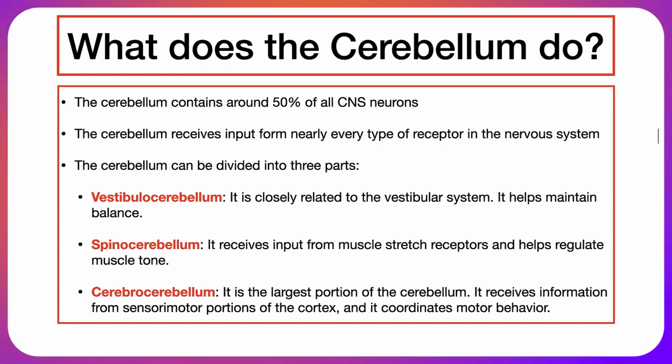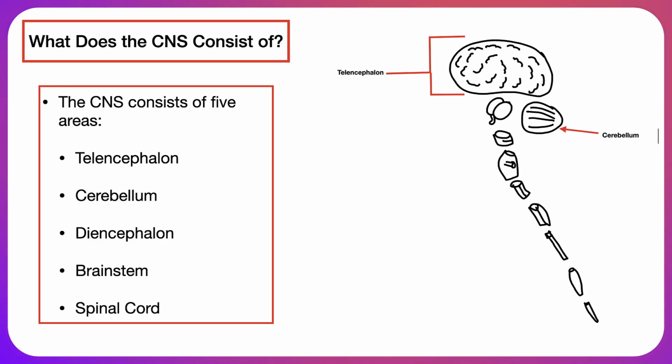And then the last part of the cerebellum is the cerebrocerebellum. This is going to be the largest portion of the cerebellum, and it receives information from sensory motor portions of the cortex, and it's going to be responsible for coordinating motor behavior. So that is the function of the cerebellum. So the third area that's part of the central nervous system is going to be the diencephalon.